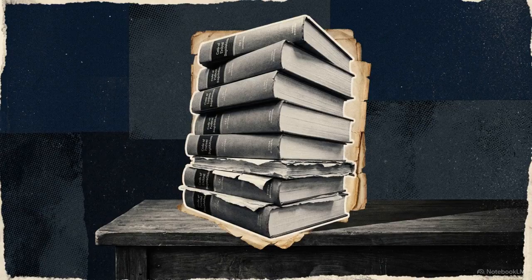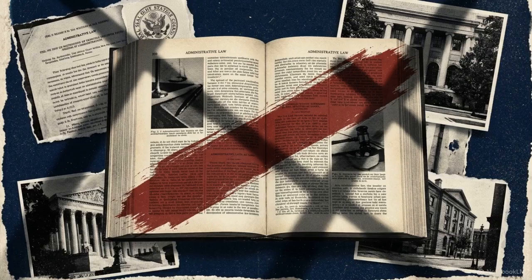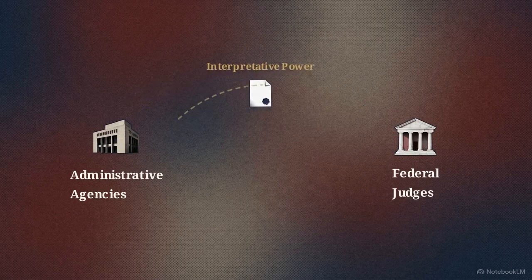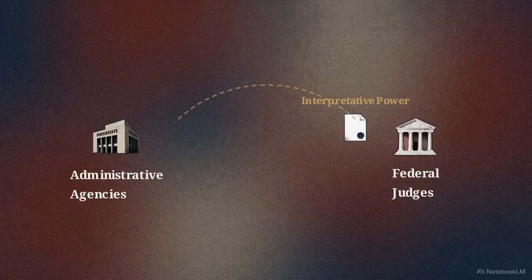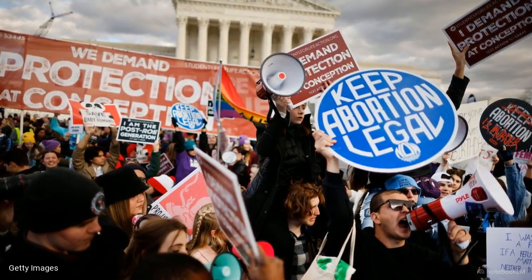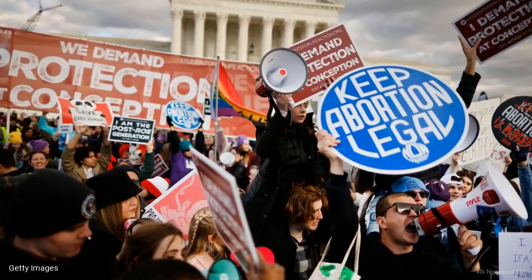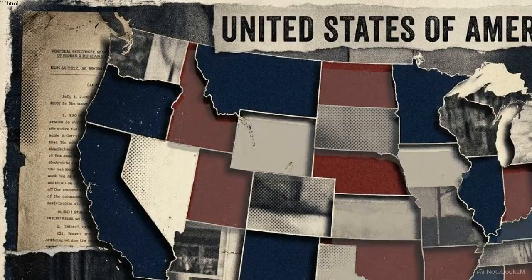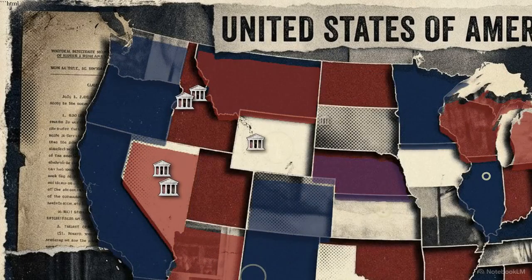The fifth arena involves stripping federal agencies of their interpretive power. In 2024, the Loper Bright decision ended 40 years of Chevron deference. This took the power to interpret ambiguous laws away from administrative agencies and returned it to federal judges. The court took a similar approach to social flashpoints. The 2022 Dobbs decision overturned Roe v. Wade, ruling that the Constitution does not confer a right to abortion and returning that regulatory authority to individual state capitals.